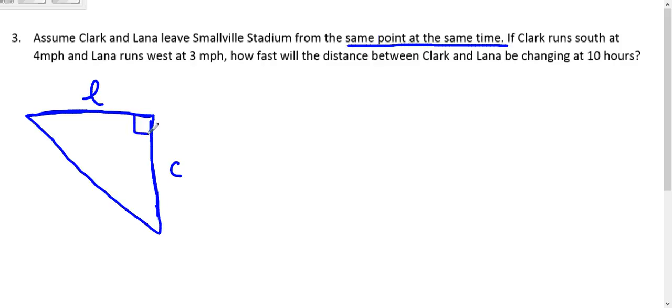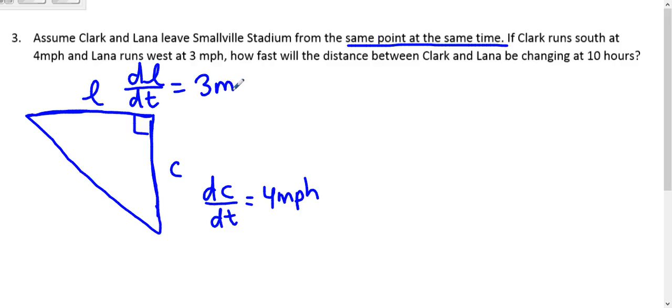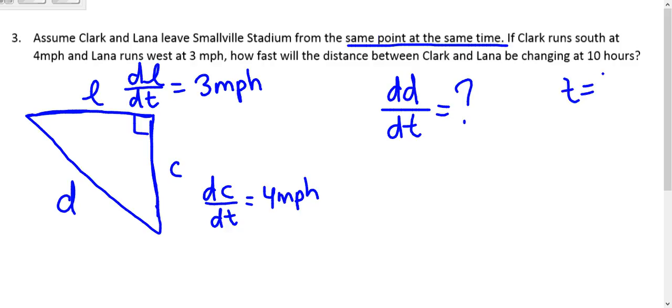So here we have a right triangle. We know that dc/dt, so the rate at which Clark is moving, is 4 miles per hour, and dl/dt is 3 miles per hour. Okay, and we'll call this d for distance. How fast will the distance between Clark and Lana be changing at 10 hours? So we need to know the derivative of the distance with respect to time at t equals 10. So we need to look at a couple different parts of this.